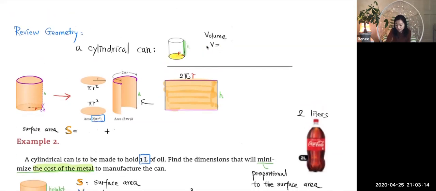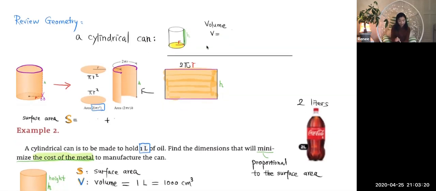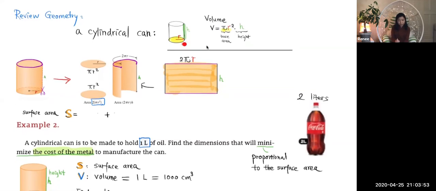So in 3.9 related rates, we revealed the formula for the volume of a cylindrical can. For a cylindrical can that has a base radius of r and a height of h, the volume is the base area times height. Base area here is pi r squared, so it is pi r squared times height h. That was the formula for the volume of this cylindrical can.